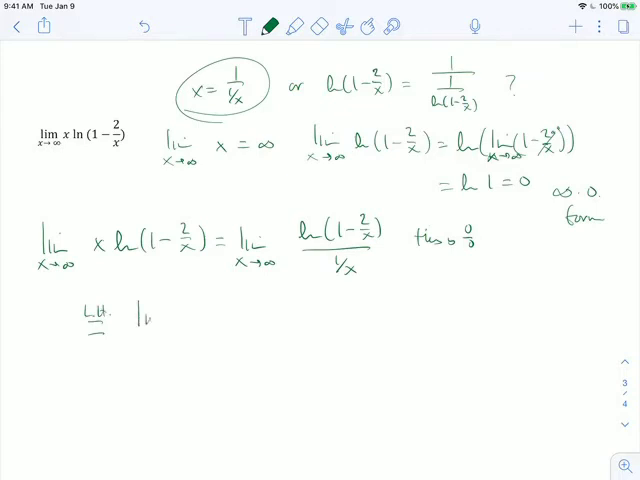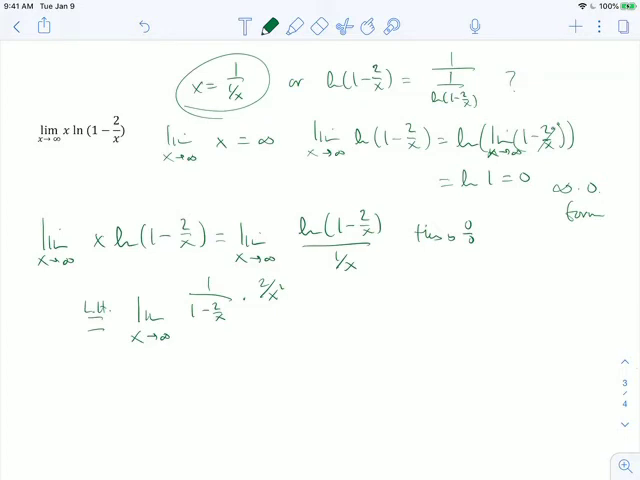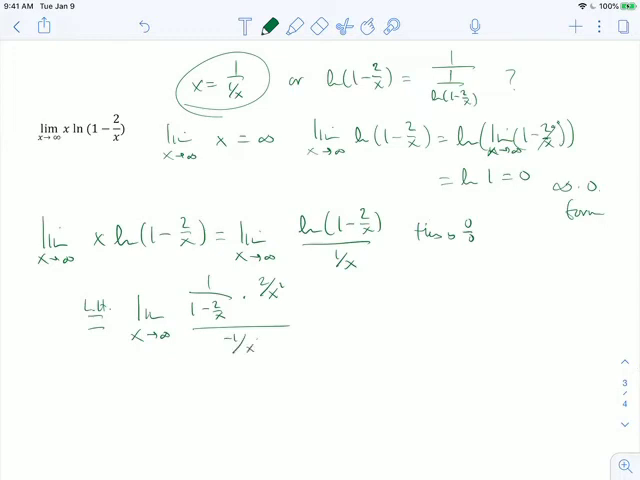I need to use the chain rule to take the derivative of that numerator. So the derivative of the natural logarithm of 1 minus 2 over x is going to be 1 over what's inside, 1 over 1 minus 2 over x, times the derivative of what's inside, and that's going to be 2 over x squared. So the derivative of 1 is 0, the derivative of minus 2 over x is negative, negative 2 over x squared, or 2 over x squared. And the derivative of 1 over x is minus 1 over x squared.